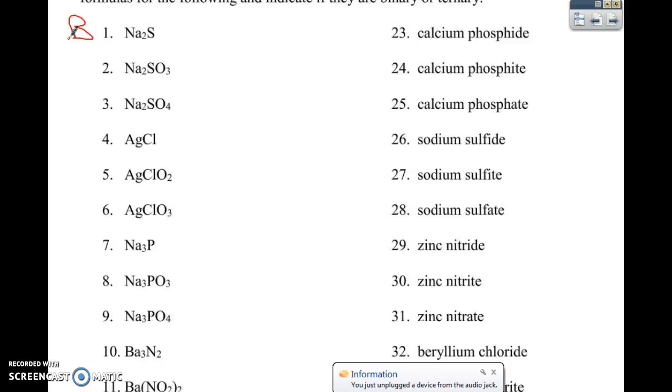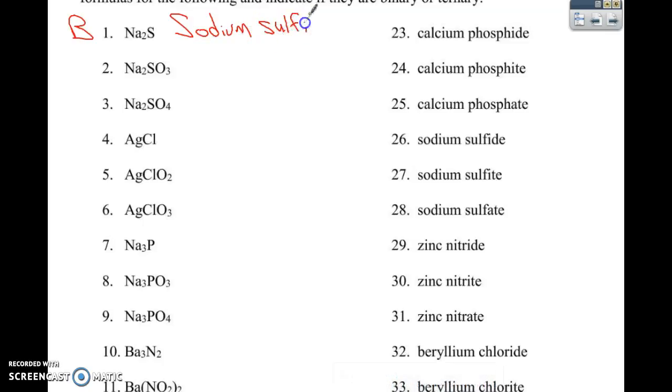It does not have any numbers in the upper right hand corner. Now that's going to make this one easier. That means you do not need any Roman numerals. You just have the name of the metal, which in this case is sodium. And since it is binary, the ending becomes IDE for the anion. So you get sodium sulfide.